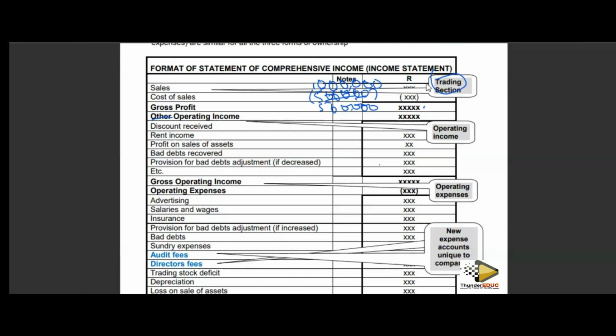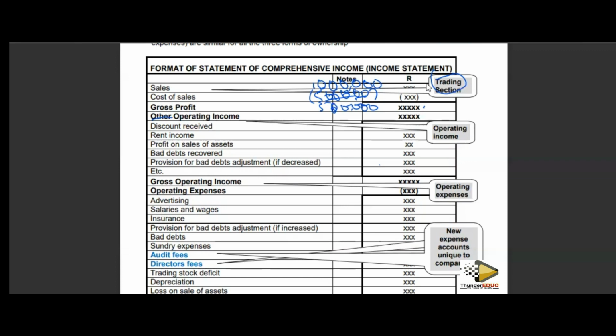This one comes from selling the furniture if it's a furniture shop. But now, other operating income is some other income which may come to the business, but not from its normal business operations. Okay. Now, I said this is 500,000. Look at the examples we can give here.